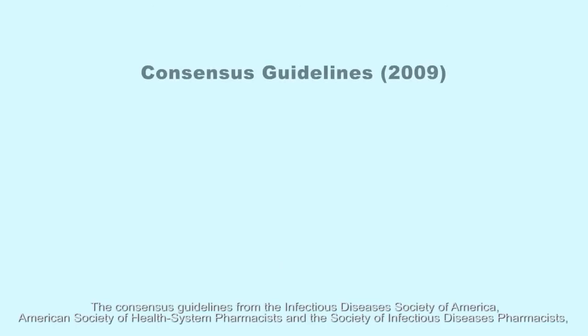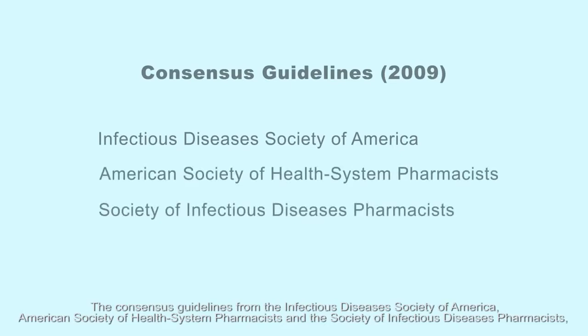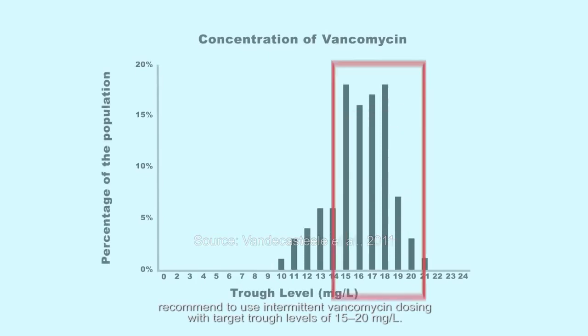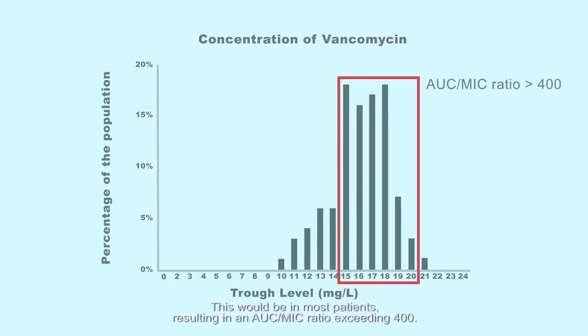The consensus guidelines from the Infectious Diseases Society of America, American Society of Health System Pharmacists, and the Society of Infectious Diseases Pharmacists recommend to use intermittent vancomycin dosing with target trough levels of 15 to 20 mg per liter. This would, in most patients, result in an AUC over MIC ratio exceeding 400.